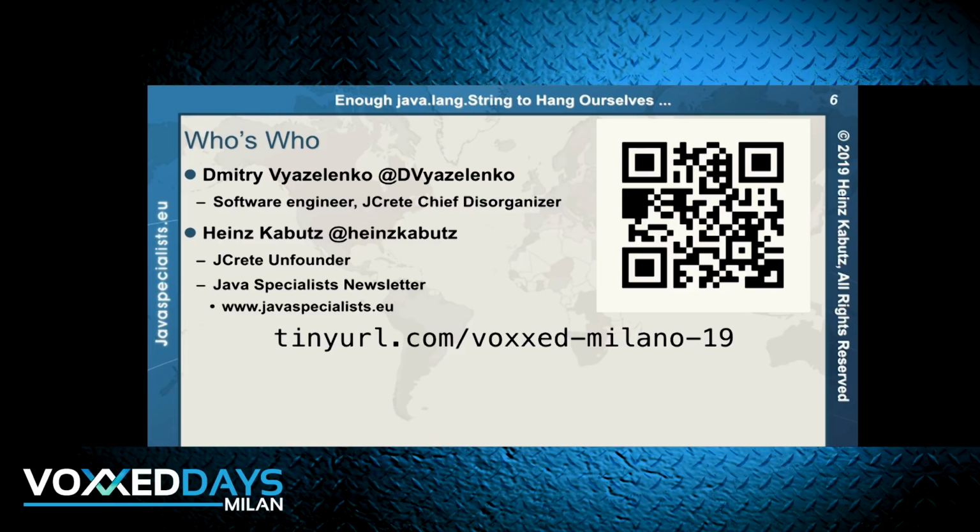Dimitri is a software engineer. He's our chief troublemaker, disorganizer at jcrete. He was trying not to come. He tells me that he hurt his leg skiing, but actually last night he got beaten up because he asked for a Hawaiian pizza. Right. Yes, and this is Heinz Kabutz, the troublemaker, the creator of jcrete.conf and Java Specialist newsletter, and we'll try to entertain you with the string history here. Yeah.